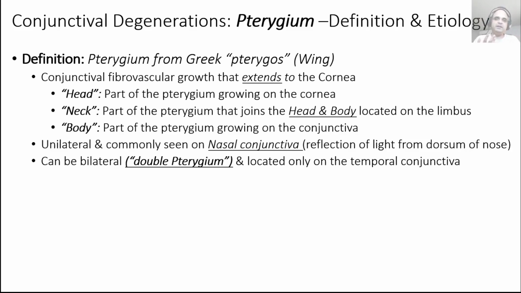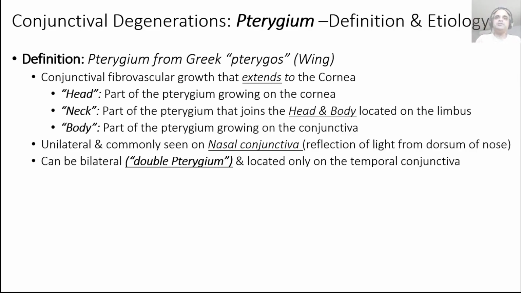It is classically divided into 3 parts: a head which grows onto the cornea, a neck which is the part that joins the head to the body, and the body is the part of the pterygium that grows on the conjunctiva. The neck usually lies at the limbus. I'll show you some pictures that will make it more clear.